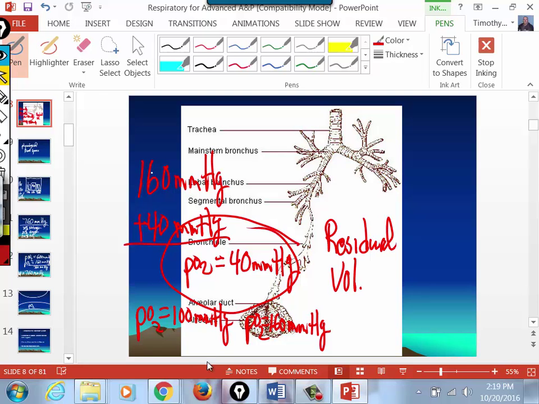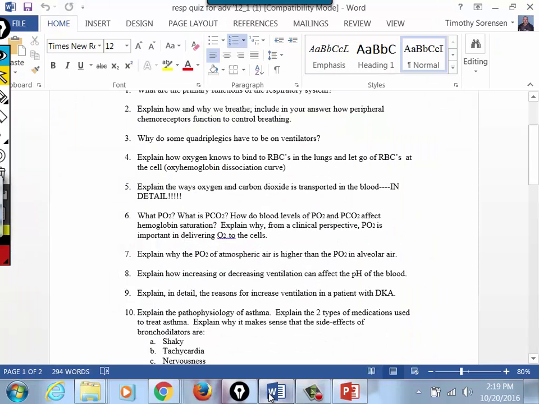So the question is, explain why Po2 of atmospheric air is higher than the Po2 in the alveoli. Well, that's because of the residual volume, the relatively low Po2, and then when you breathe in that Po2 of 160, it mixes with that residual volume that you can never get rid of, and then if you average those two together, the Po2 comes out to about 100.